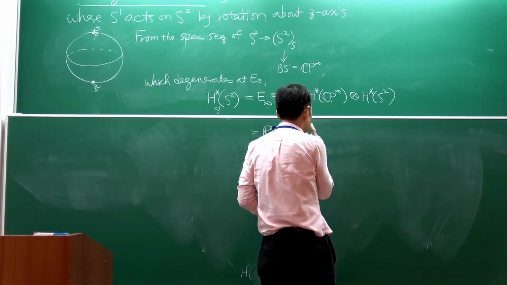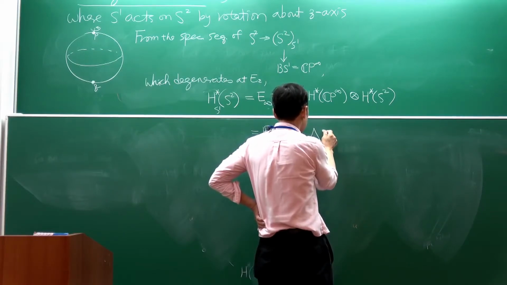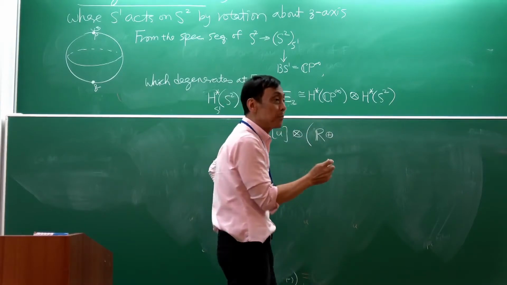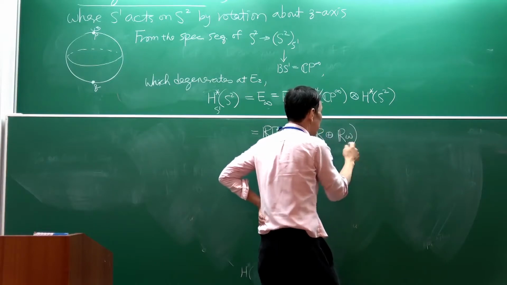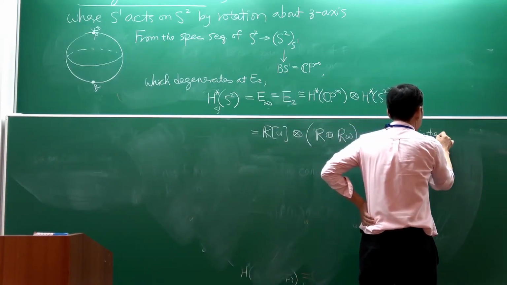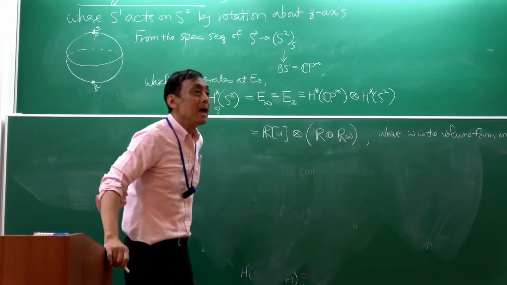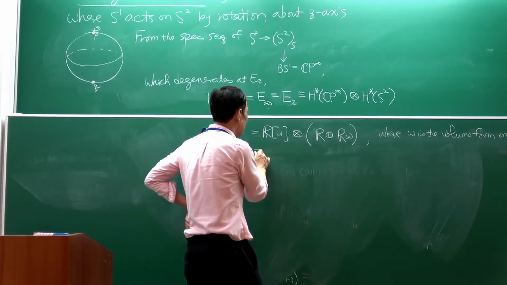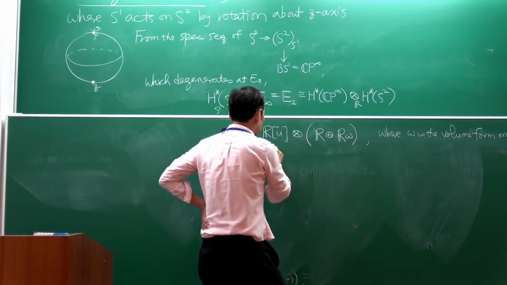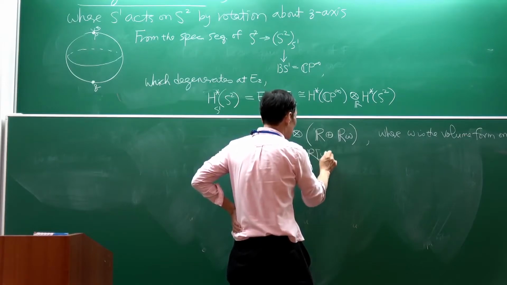Let's see. I'm going to write it as, okay, the cohomology of S2 is R in degree 0, and then R times omega in degree 2, where omega is the volume form on S2. And so this is R[u] tensor with R. The tensor product is over R now. So R[u] tensor R is R[u], and then R[u] tensor with this is R[u] omega.